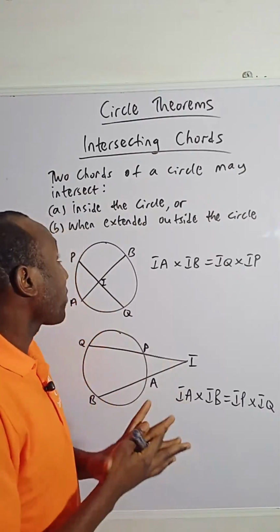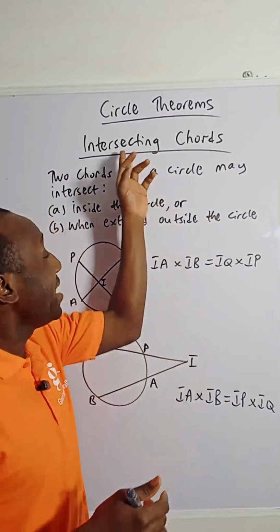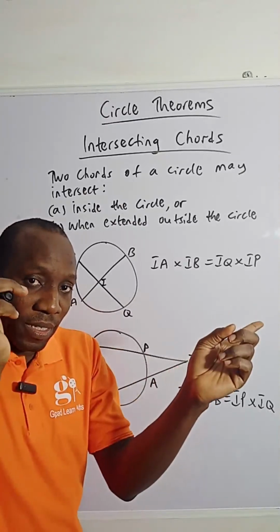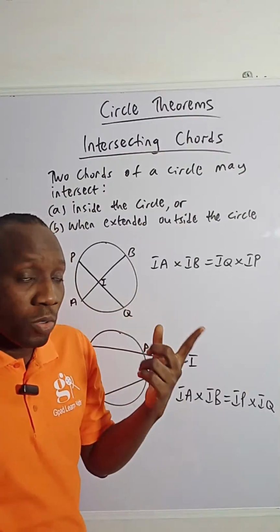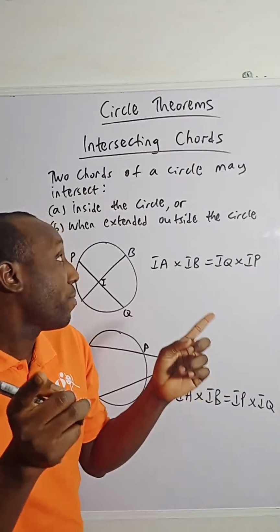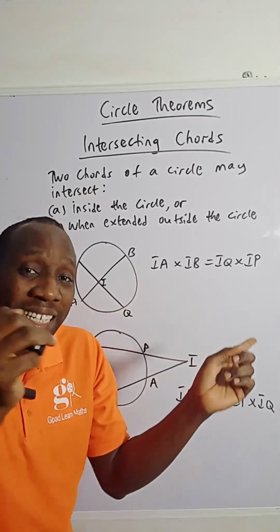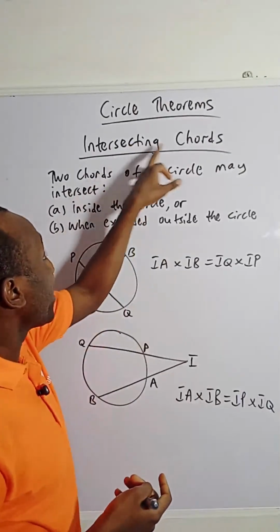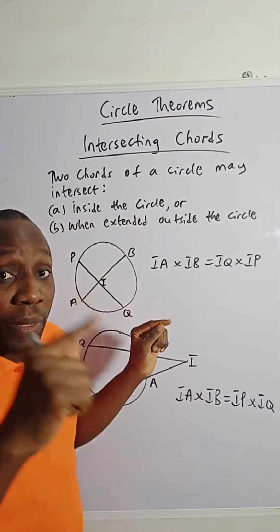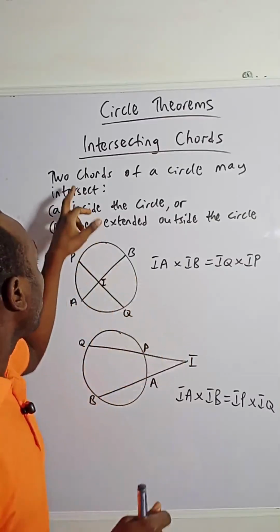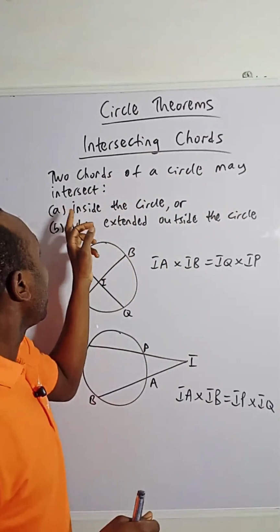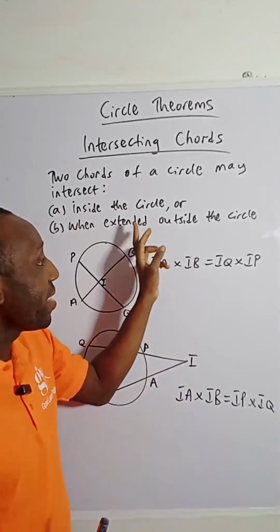Now we start. See this word, intersecting: when two lines cross paths, that's intersecting. When they cross paths, they are said to have intersected. So what we have is intersecting chords. I said that a chord is a straight line drawn from one point of a circle to another point. So two chords of a circle may intersect inside the circle or, when extended, outside the circle.